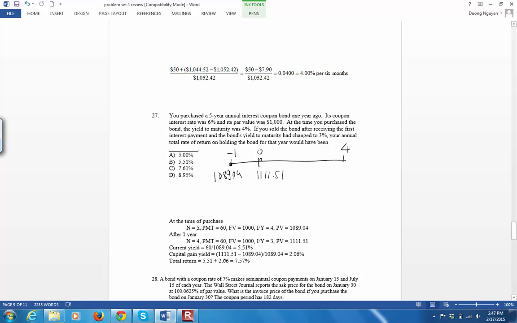The capital gain yield is the difference in the price, which is 1151 minus 1089.04, divided by 1089.04, and equal to 2.06%. So the total return is the sum of current yield and capital gain yield, equal to 5.57%, which is close to 5.61%.